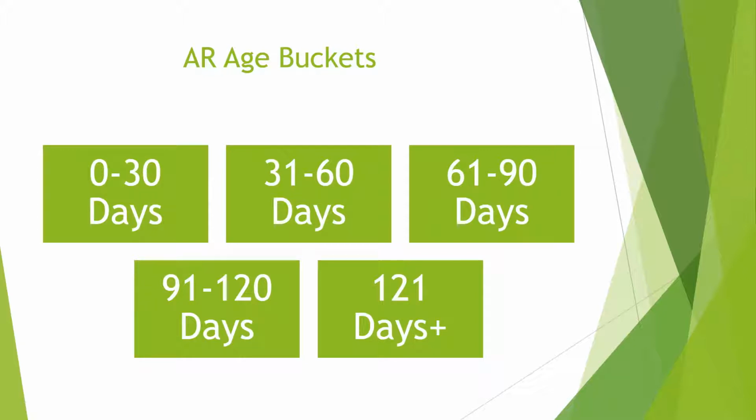So the next part of this training I would like to talk about is our AR age buckets. These are buckets, a guide that'll show us how outstanding a claim is. So our first age bucket, we have our 0 to 30 days. So we're still on a good part of our claim. This is the area where we want to stay in.